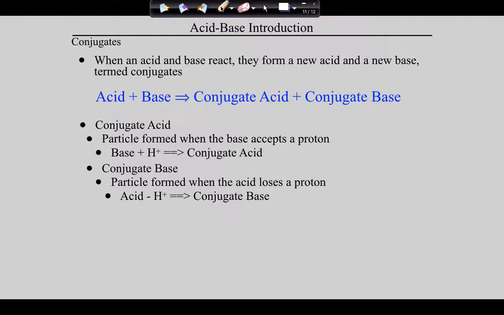Because, guys, what we've got is the conjugate acid is the particle that's formed when the base accepts a proton. So the base takes in a proton. Now it's got an extra proton that it could give away, making it the conjugate acid. And then the conjugate base is formed when the acid loses a proton. When the acid loses the proton, now it's proton deficient, and it could take it in, making it a base. Does that make sense? Is that okay?